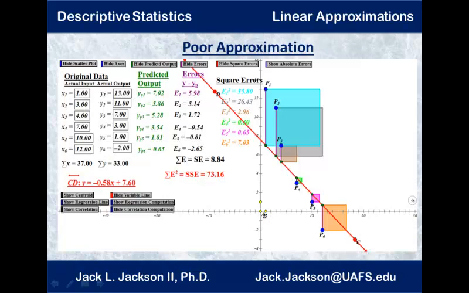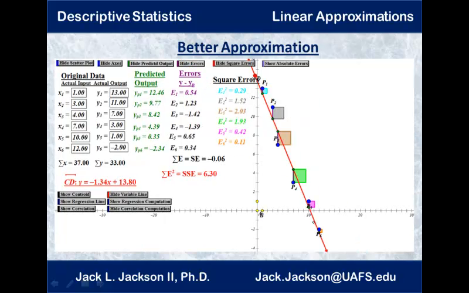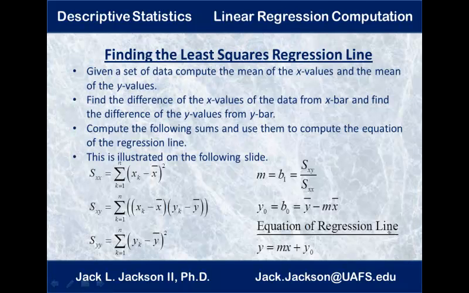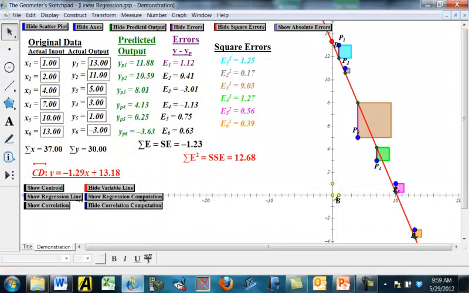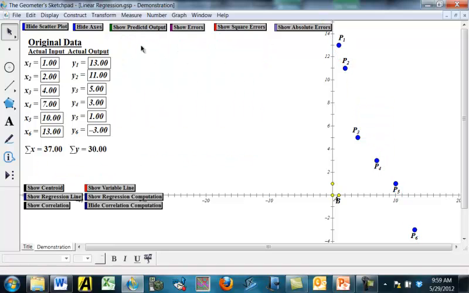And here is a slightly different data set than the one I worked with there. Here's a rather poor approximation, and then the next slide is a better approximation. In fact, this one's very close to the best approximation. Now, how do we find that least squares regression line? Okay, let's hide this, and let's hide some stuff here. So now we're back to our data set.